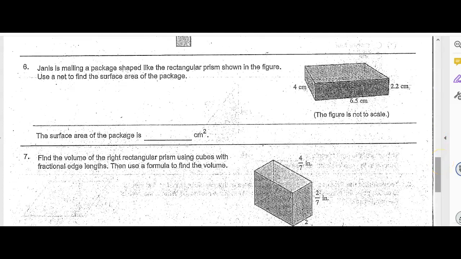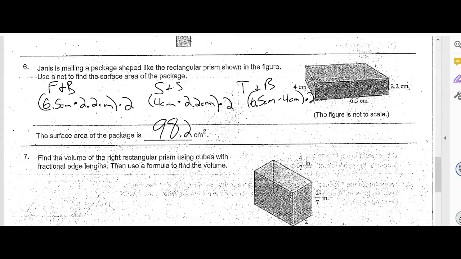Finding the surface area of a rectangular prism. Probably one of the hardest things to do in geometry because it takes a lot of patience. It takes neat work and making sure you've done all steps. I want you to try this one on your own. When doing this, you multiply these together, you get a final answer of 98.2 centimeters squared. All right, then the last question.